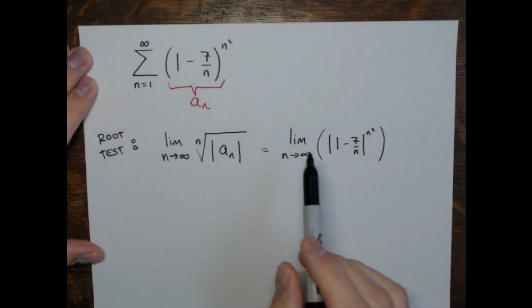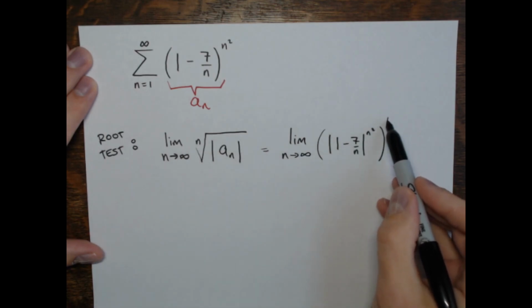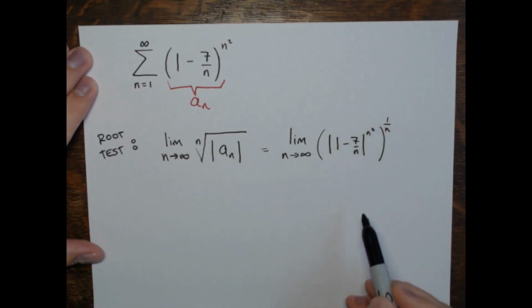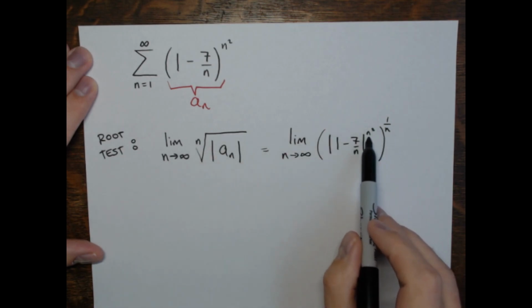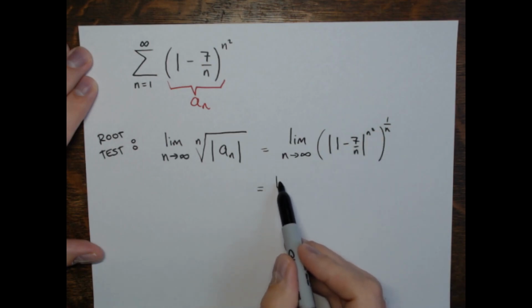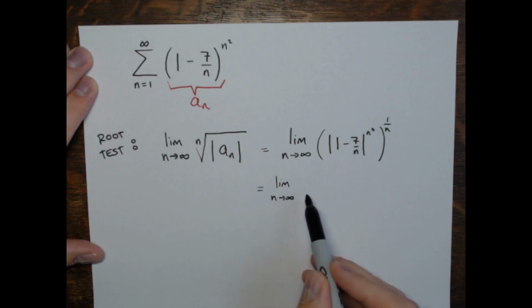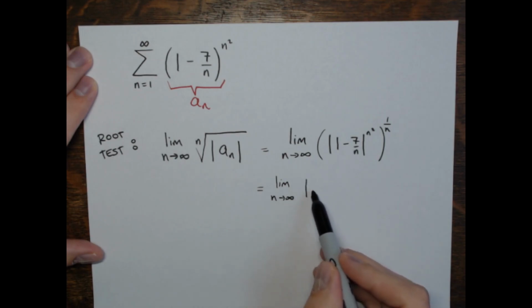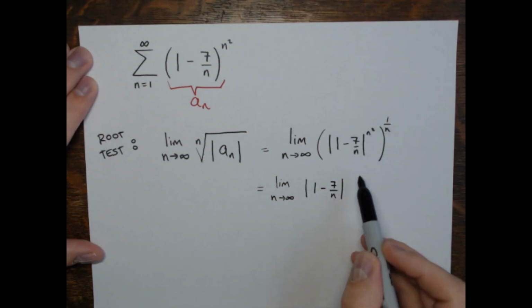Now, I'm going to rewrite this, okay? Remember the nth root is the same as raising to the 1 over n power. That's the nth root. And then here I've got a power to a power. I can multiply these. So this is the limit as n goes to infinity of (1 minus 7 over n) to the nth power.